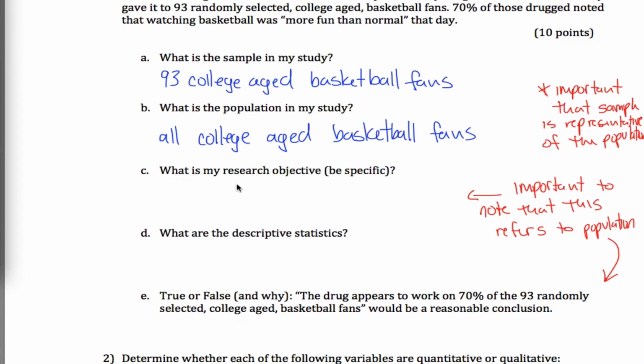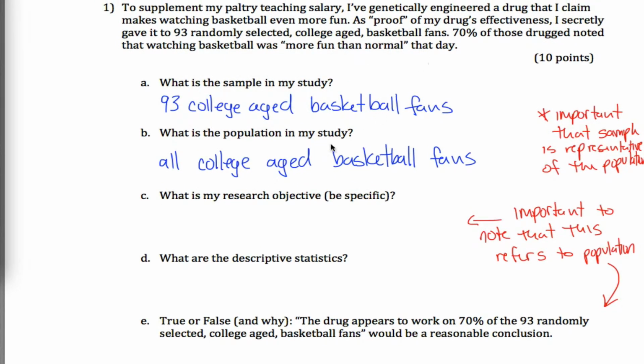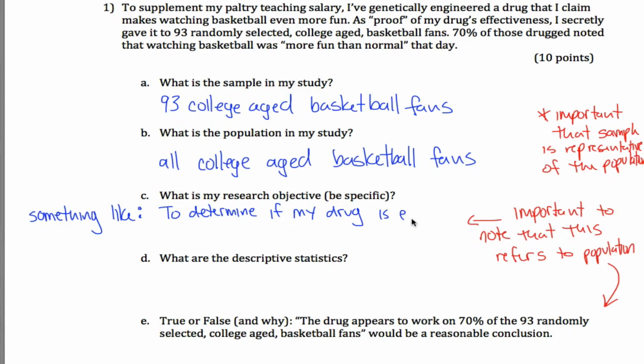For my research objective, I want to come up with the question, the purpose of doing this experiment. I want to state that. Why are you doing this whole thing? There's a little bit of freedom in what you write here. So maybe I write something like, one thing you could do, a research objective could be to determine if my drug is effective in improving basketball watching.